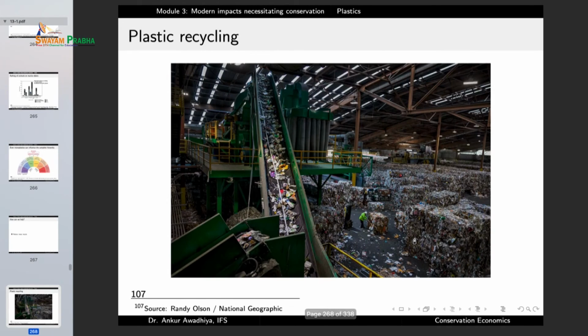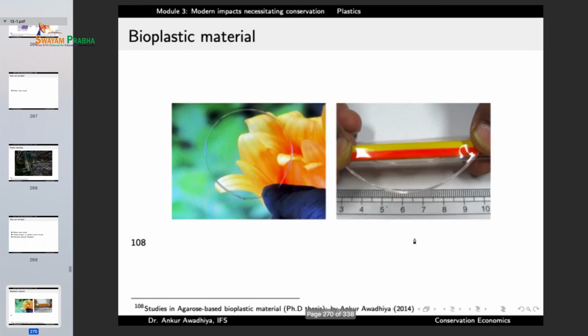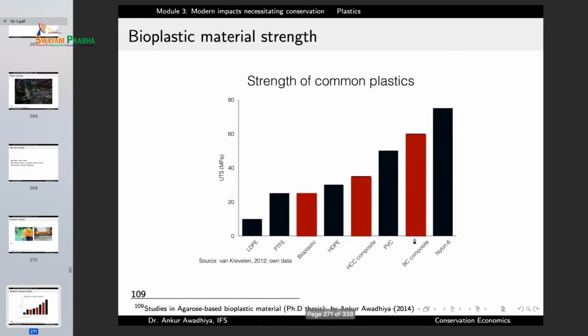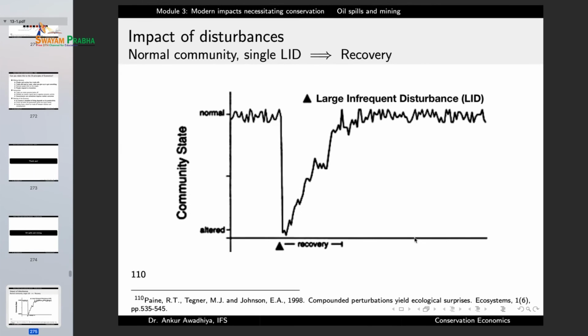So there are options that we have. We can recycle, reduce, reuse, make lifestyle changes, or use alternative materials, such as biodegradable plastics. So that is in short what is about plastics. Then we looked at oil spills and mining, and we looked at the impacts of large infrequent disturbances.